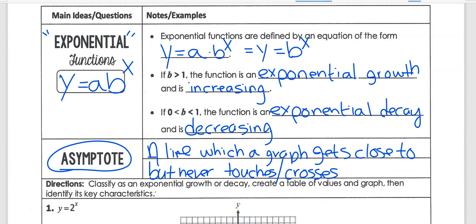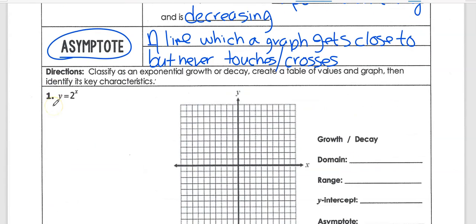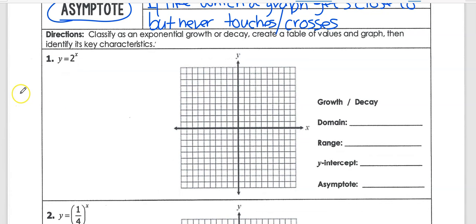So let me go ahead and move my paper on up. There we go. So here we go. First example: classify as an exponential growth or decay, create a table of values and graph, then identify its key characteristics.